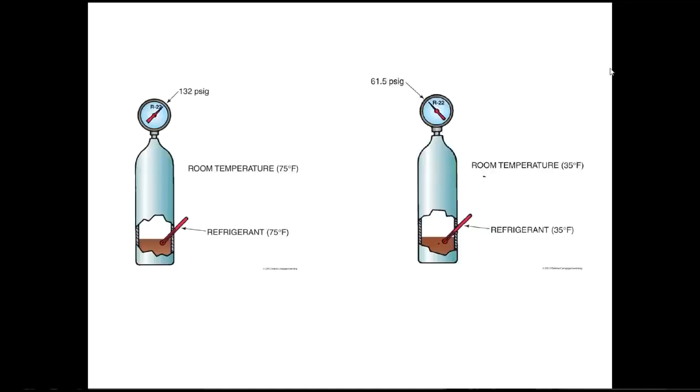Okay, and this is just an illustration here of a bottle of liquid that's at its saturation point. Its refrigerant at 75 degrees is 132 psi. And if we reduce the temperature, it reduces the pressure as well. And if we have this jug over here and we vent off some of this pressure and decrease the pressure, it's also going to decrease the temperature. So remember, pressure increase, temperature increase, pressure decrease, temperature decrease. Make sense? All right.